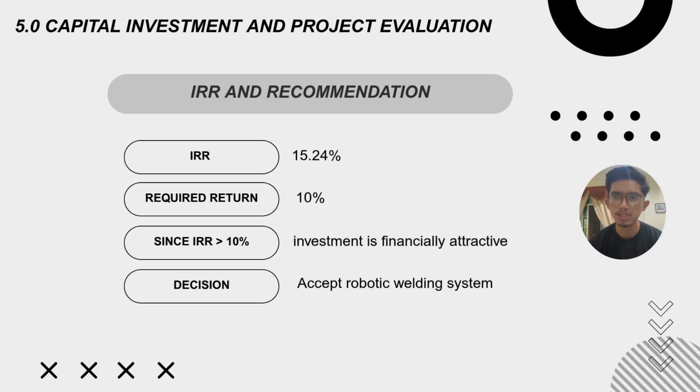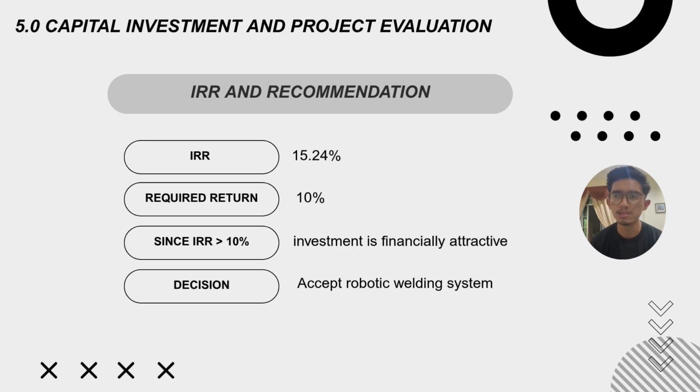The second evaluation method is internal rate of return, or IRR. IRR is the discount rate that makes the NPV equal to zero. From the calculation, the IRR is approximately 15.24%. This is higher than the company's required return of 10%. Therefore, the investment is financially attractive. Both methods support the same decision.